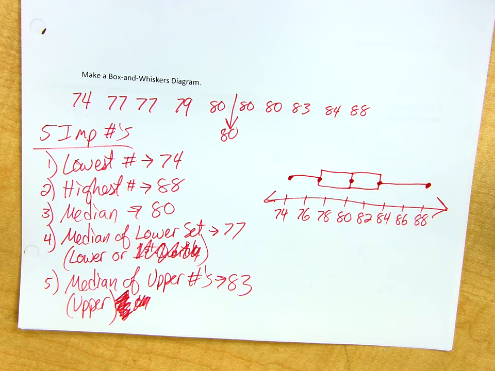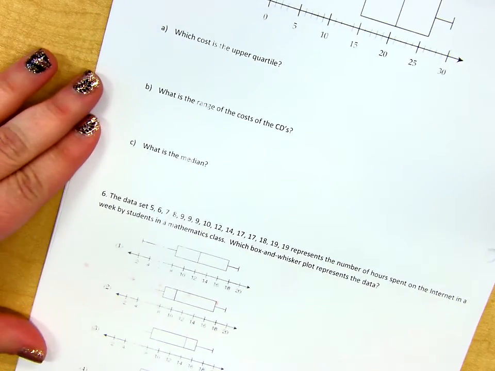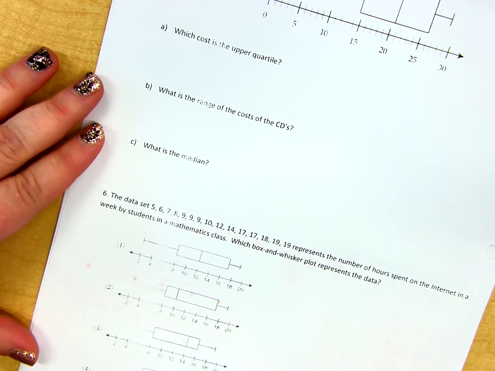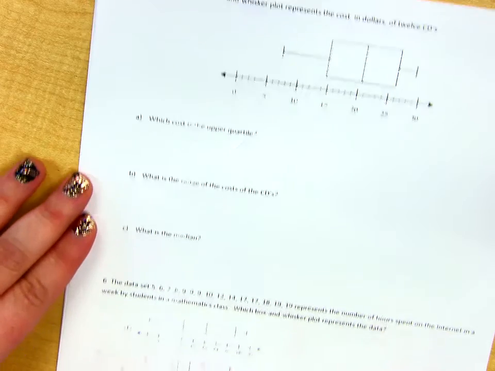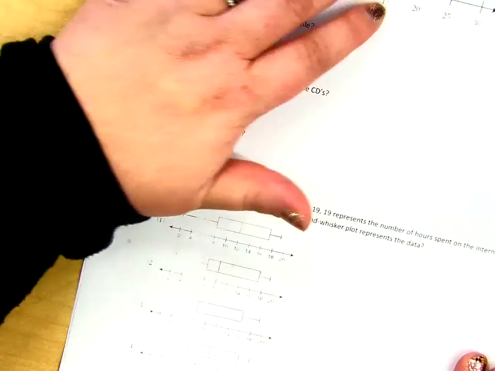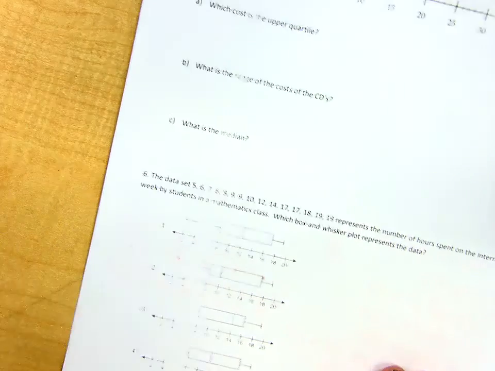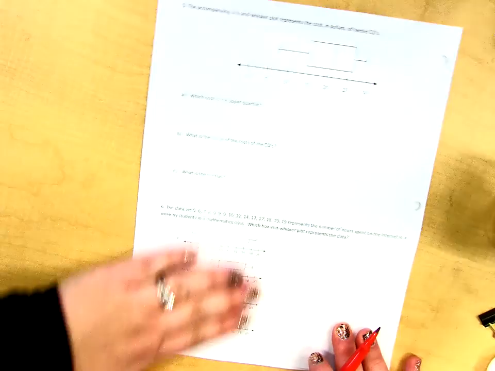Does that make sense? Okay, so now what is your homework? If you flip over the paper, this is going to ask you some questions. You don't have to create any box and whisker plots, but it's going to ask you questions about the ones that are given. So I would like you to do this back page right here.